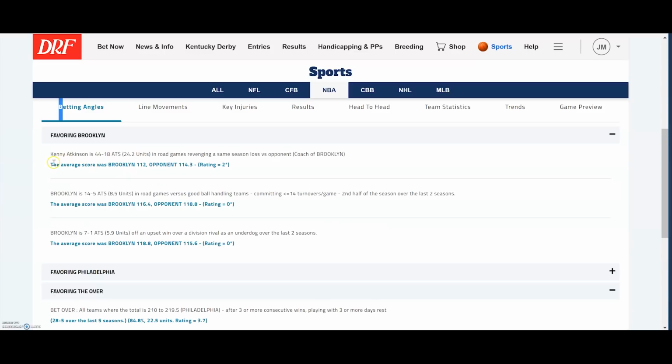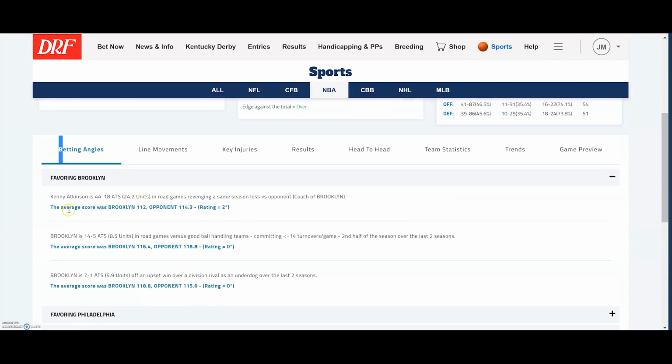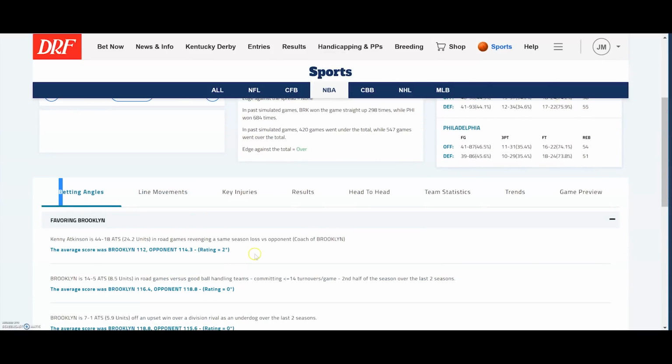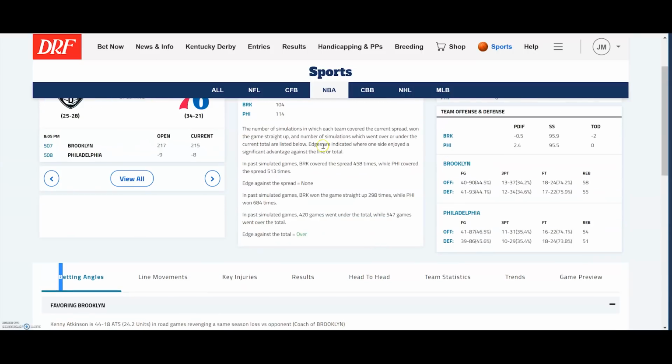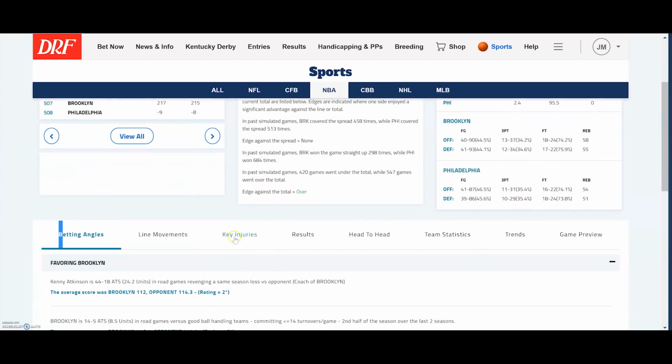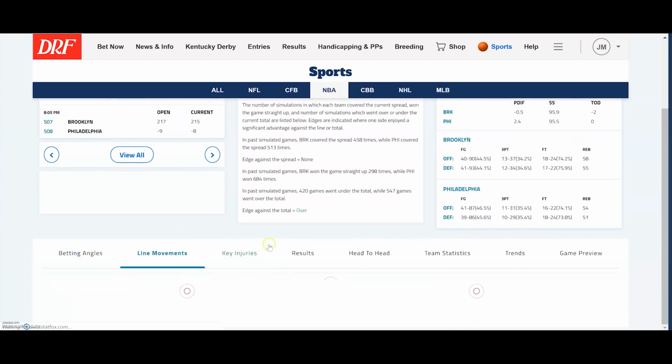So what I like to do here is look through these, read them, and see if they make sense to you. And if they do, consider the average score and how that compares against the current line. And then you can add that to either support or throw out some of the conclusions that were drawn from our power rating systems.